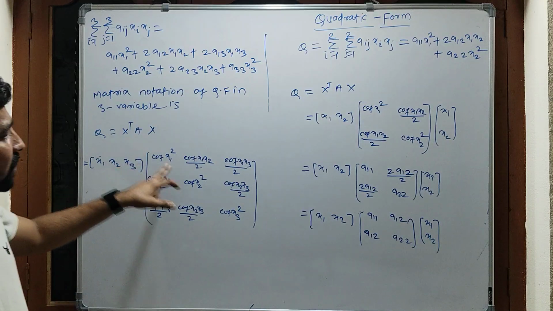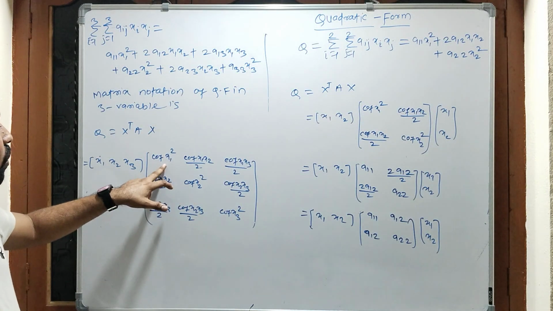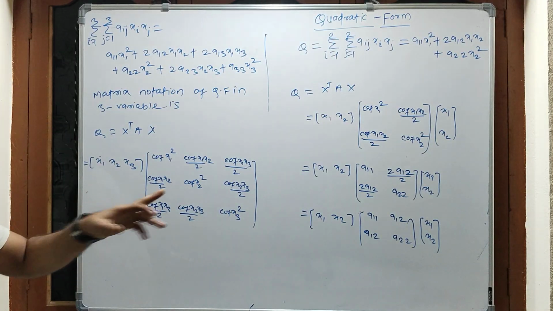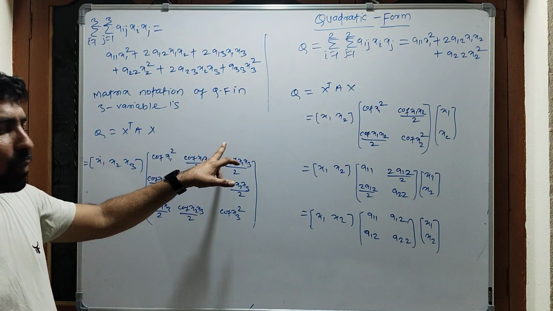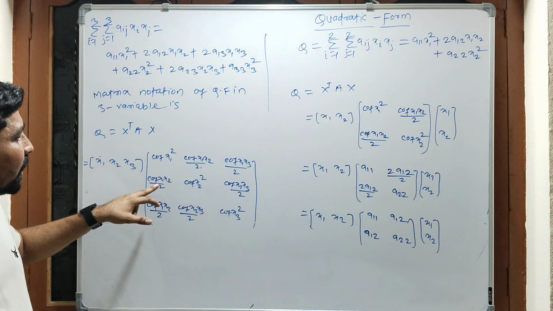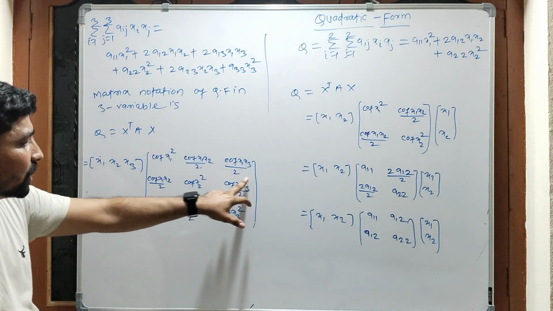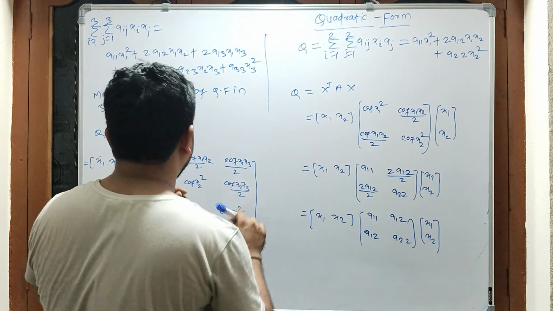Along the principal diagonal, write the coefficient of x1 square, coefficient of x2 square, coefficient of x3 square. Here this is the a12 position, so this is same as the a21 position, write as it is. Here this is the a23 position, this is same as this. You can stop here.